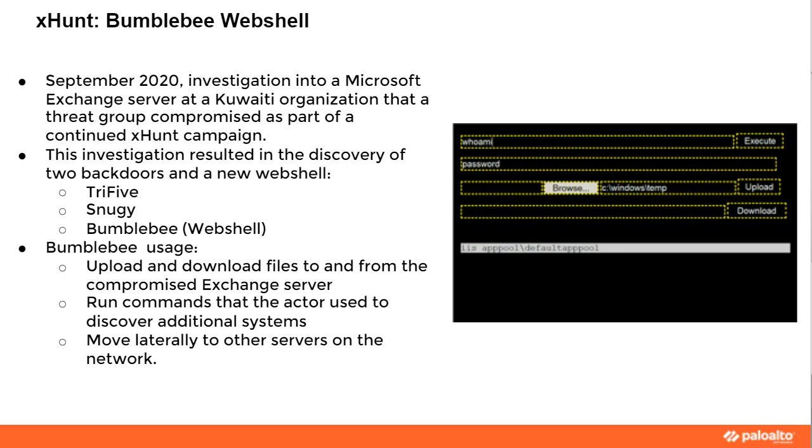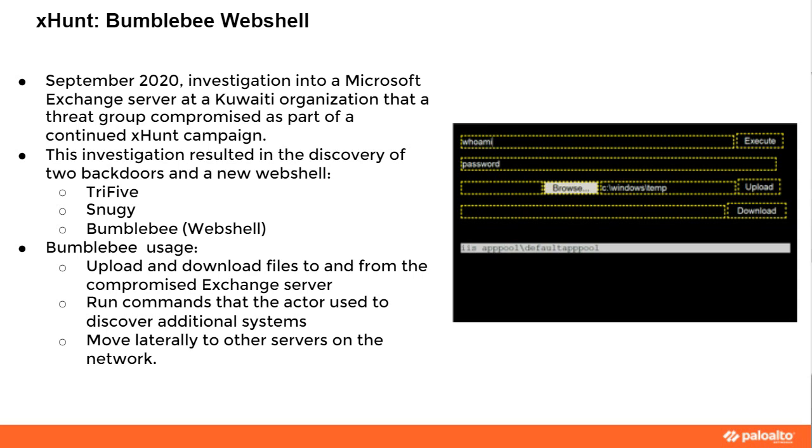We did this investigation as part of being looped into the incident itself, meaning, we got reached out to because there were some compromised IIS web servers and Exchange web servers, and they asked what the situation was behind that. That's where we dove in and found this web shell hosted on that site. The investigation resulted in the discovery of several new backdoors in addition to a web shell that I had mentioned already: Tri5, Snuggie, and Bumblebee. Bumblebee specifically is interesting because it allows for 3 core functionalities.